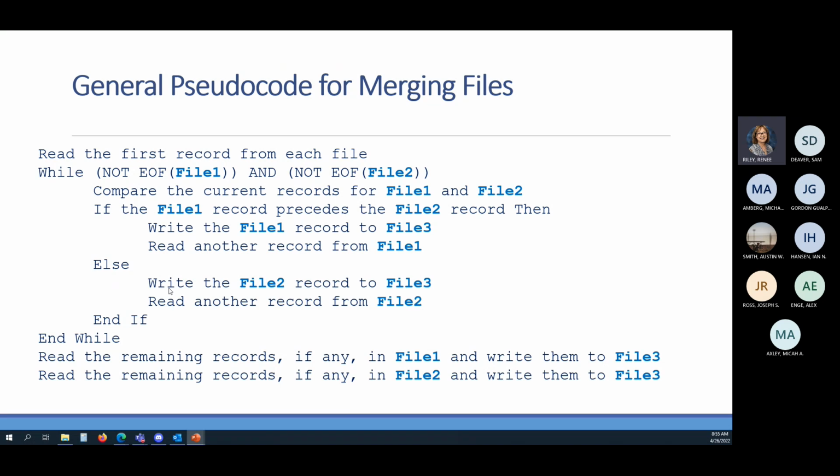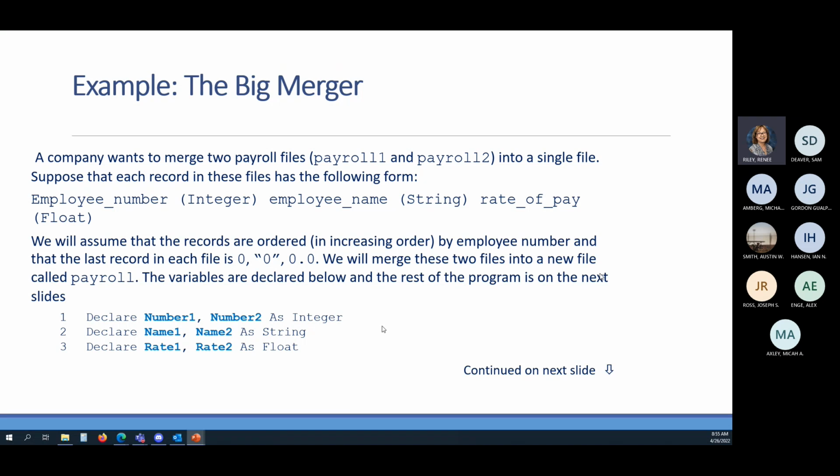They give us some kind of general pseudocode for that. It's really, really general, but it's a good thing for us to be thinking about because this sort of merge process is something that we don't encounter a lot while we're in school, but we encounter it a lot in the real world. They have an example for us here, the big merger.